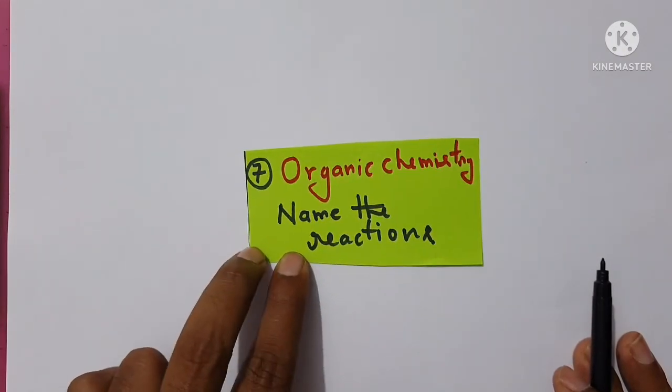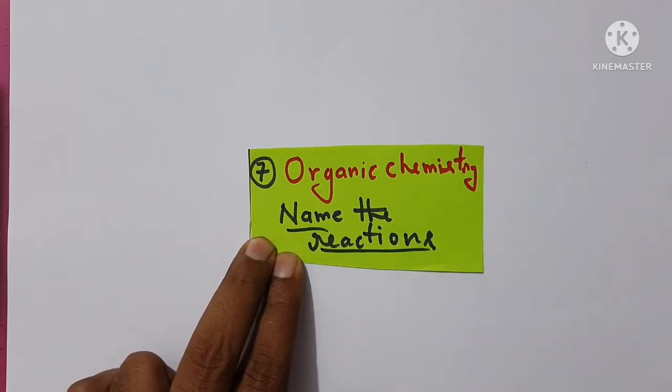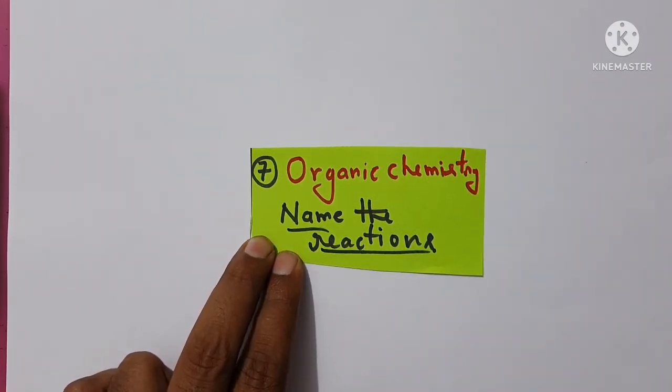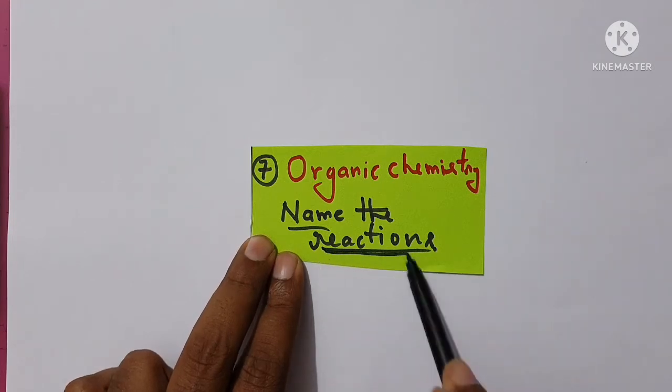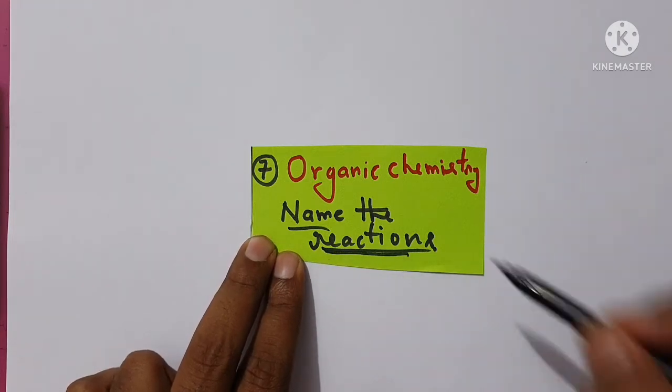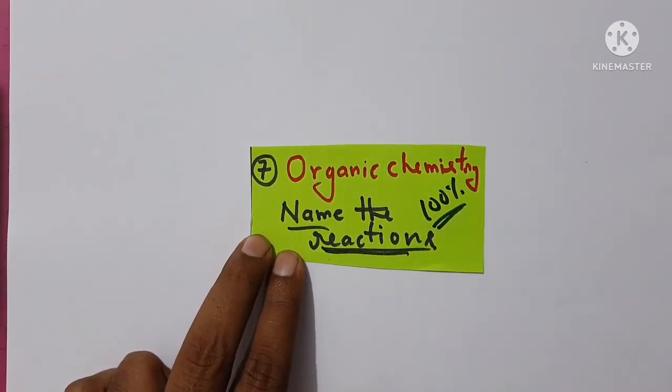We'll go for the next, the 7th one, the most repeatedly asked question, that is in organic chemistry, naming reactions, children. If we take an example of aldehyde, ketone and carboxylic acid, you might have come across the Rosenmund reaction, Gattermann reaction, Etard reaction, like that. There are many naming reactions in organic chemistry. Based on naming the reaction, 100% you will have one question fixed.